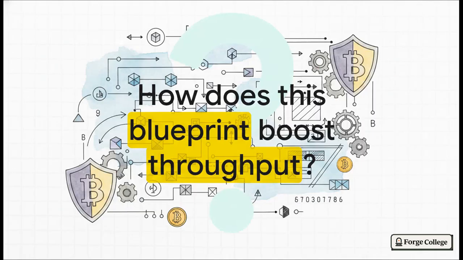Which leads us perfectly to our final provocative question. How exactly does this new blueprint mathematically stop those malleability attacks dead in their tracks? And how exactly does it calculate that massive boost in network throughput? That is exactly what we are going to unpack in our next explainer.